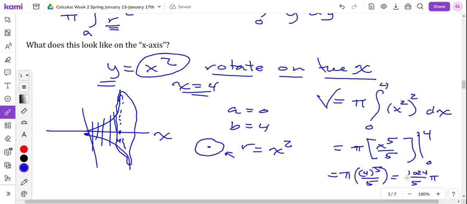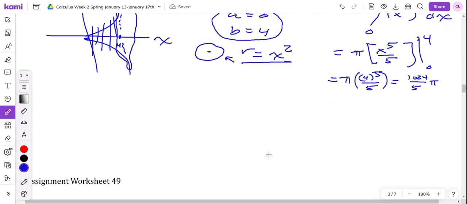1,024 pi over 5. I know this is a little overwhelming on a video, but remember, we're just finding our radius, plugging it in to do the algebra, and then evaluating it at our boundaries. So they've got to tell you the boundaries. You've got to find a and b. You've got to find the radius, and I'm going to reiterate that piece right there.